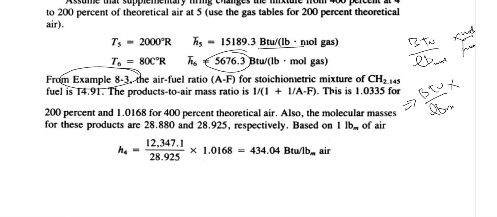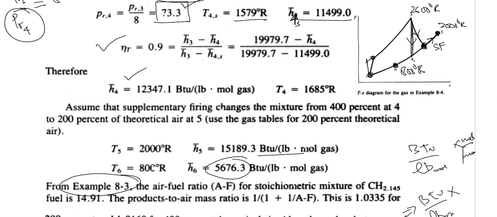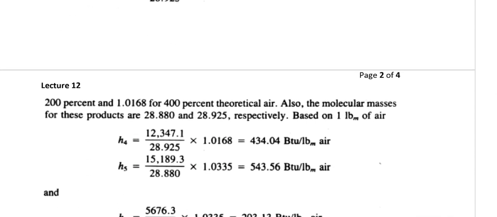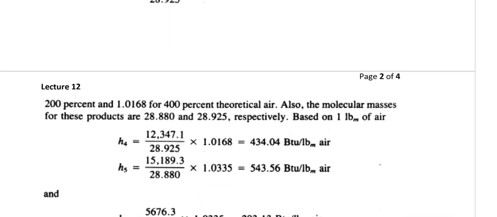In example 8.3, you have to go to the example and find the AFR ratio, where there is a schematic equation for combustion of CH 2.145 with the theoretical air, with 200% theoretical air, and also with 400% theoretical air. Finding that, you can find the molar mass of 200% theoretical air and of 400% theoretical air. Once you find those, multiplying the enthalpy with the 200% theoretical air molar mass, and likewise with the 400% one, you can convert these into BTU per pound mass. I'm leaving this as an exercise, and I hope you will be doing it.